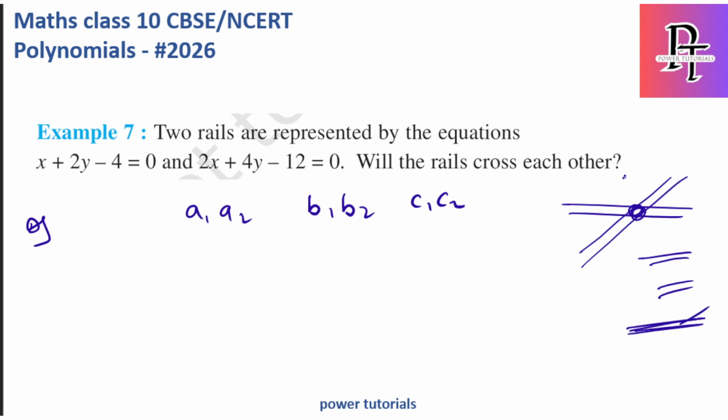So we'll see whether it belongs to the 1, 2 or 3 condition, and then we'll decide whether they will cross each other or not. They are not asking where they are crossing, you're just asked to find whether they're crossing or not. So for this, the conditions will be enough.